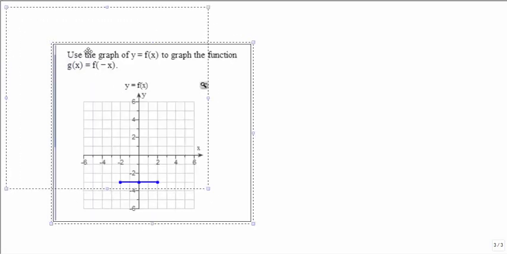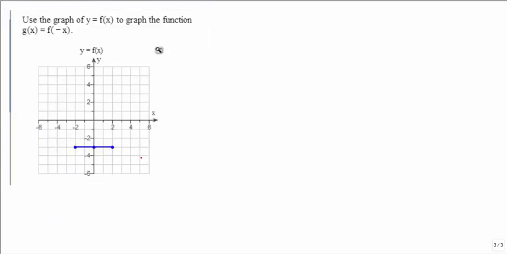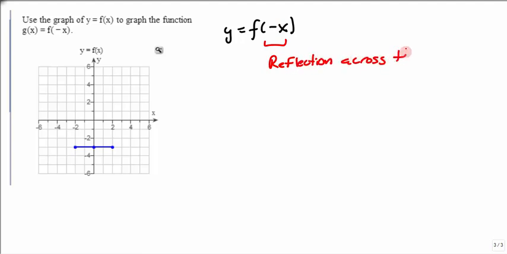So let's go ahead and take the graph of f of x equals f of negative x and see what we can do with that transformation. So this is this horizontal line, this constant function down here, and so I have y equals f of negative x. Okay, so it's within the argument, so I know it's going to be horizontal. The negative always means reflection, so this will be a reflection across the y-axis.